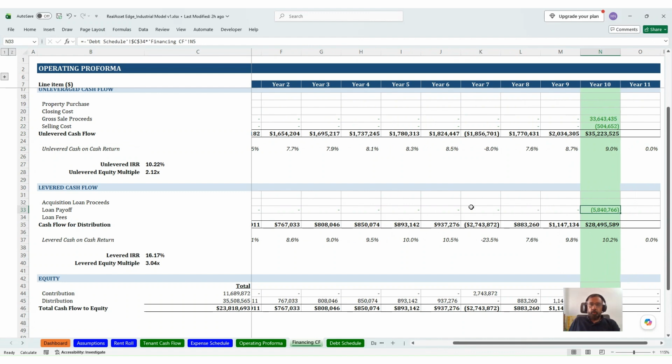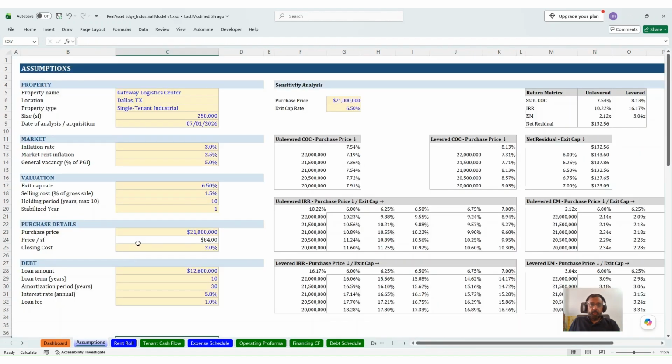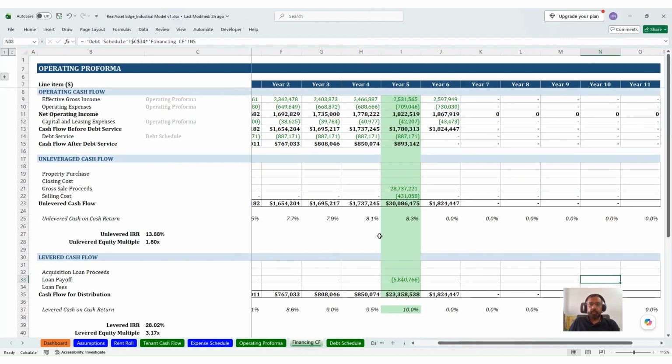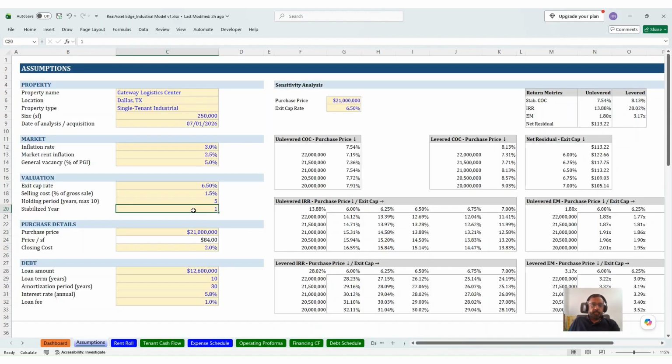Now, this hold period is dynamic. You could change this by going back to the assumptions. If I just add maybe a 5-year hold and I come back here to the financing cash flow, you will see that the hold is reduced to 5 years with the other years not used in the analysis. All the formulas and calculations are now based on these 5 years of cash flow. Let me change this back to 10 for now.